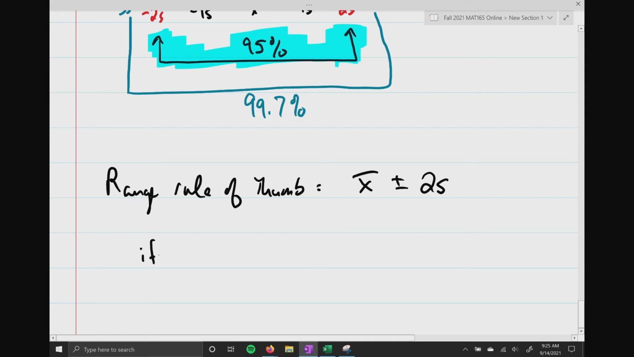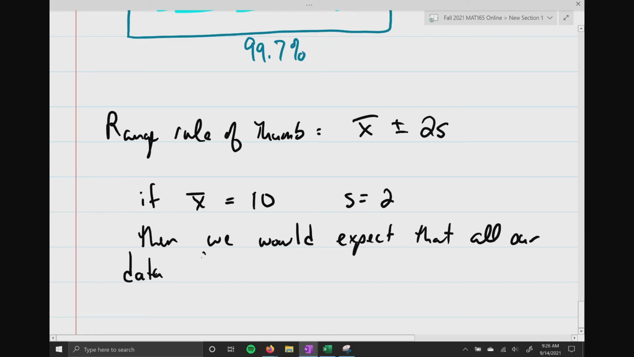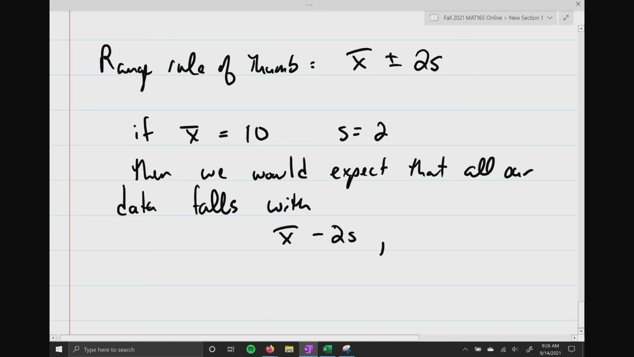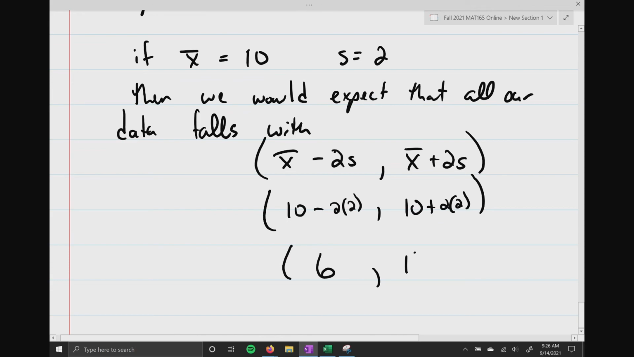So if x bar equals, let's say, 10 and s equals 2, then we would expect that all our data falls within x bar minus 2s for my lower range of values, and x bar plus 2s for our upper values, or 10 minus 2 times 2, comma, 10 plus 2 times 2, which would be 6 and 14.